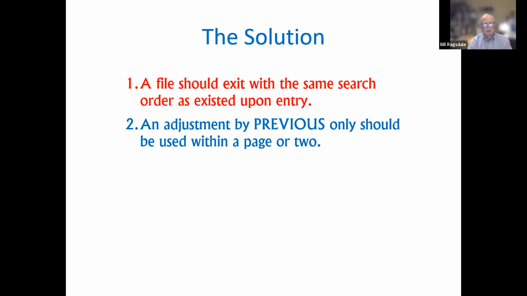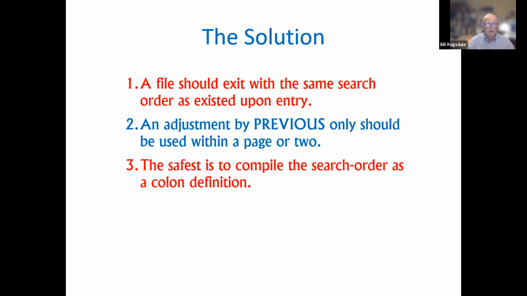Also, the adjustment by previous should only be used within a page or two in a single file. This means that if there's some confusion in the search order, you only have to look back a page or so to find out what it was, rather than trying to search through other files to find the side effect. And as I said before, the safest way is to compile the search order as a colon definition, execute that word, and you know what the search order is without ambiguity. And by using that process, you facilitate clarity and reuse.